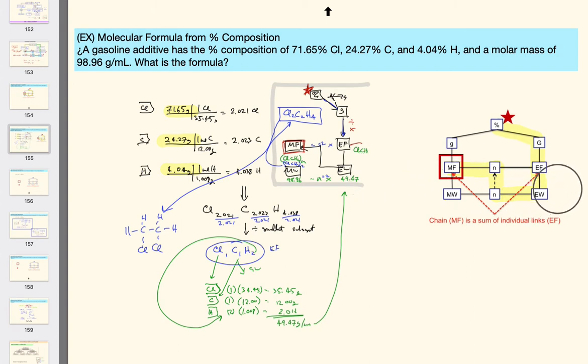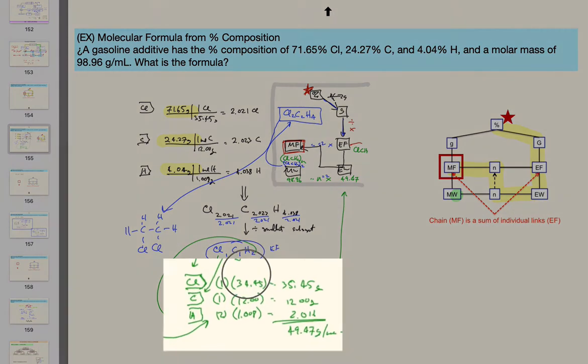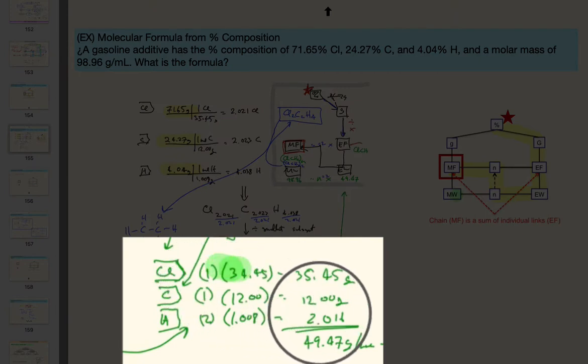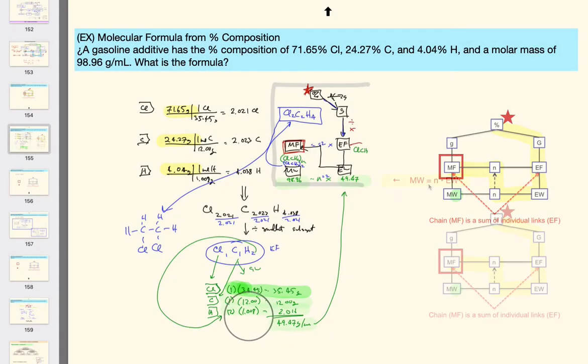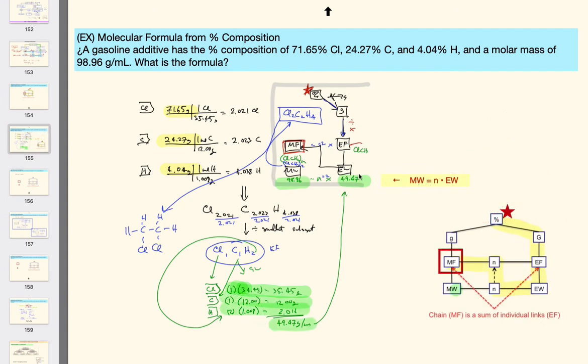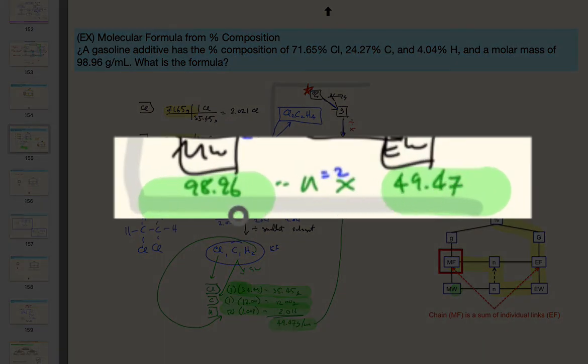Now for the next step. Now that I have the empirical formula, I must now go to the molecular formula. Recall that the question gave us the molecular weight of the final formula. So I need to take the empirical formula and determine the empirical weight. So my empirical formula has 1 chlorine, 1 carbon, and 2 hydrogens, giving me a molar mass of 49.47 grams per mole. So knowing my formula that represents the bottom line there, I know the molecular weight, I know the empirical weight, and I can now calculate N. 49 times what equals 98?